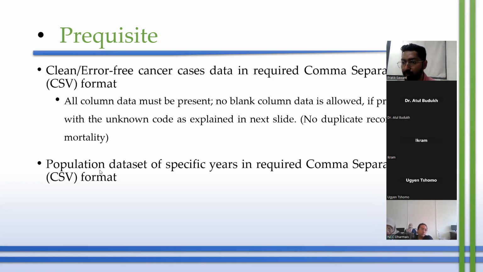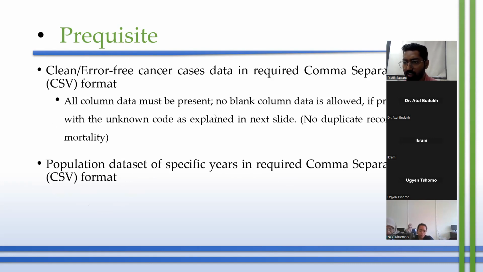And then we need the population data set of specific years in the required comma separated value format. So first we need a file which will have the cancer cases data, and we will require a population data set file of a specific year in the comma separated value format. And we will see how to generate those files.